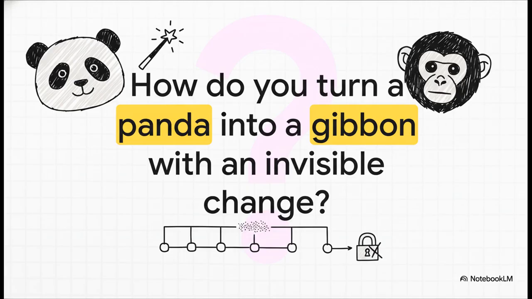How do you turn a panda into a gibbon with a change so tiny the human eye literally can't see it? I know, it sounds like a magic trick, right? But this is no illusion. It's a very real vulnerability, and it's hiding in a lot of the AI models we use every single day. So how on earth is this possible?